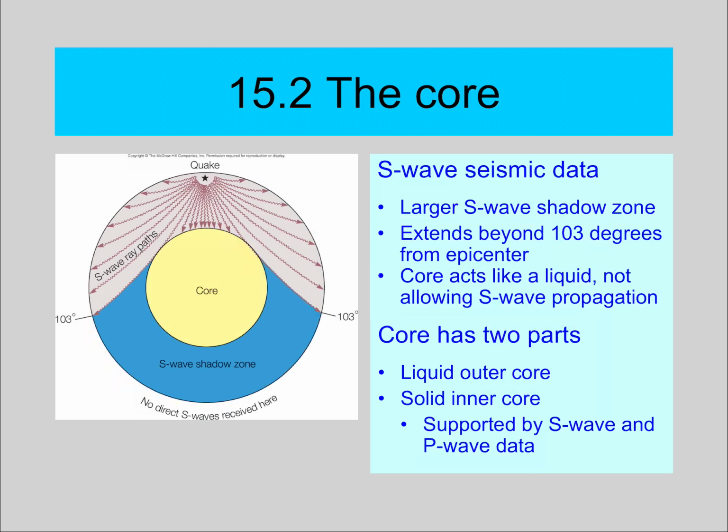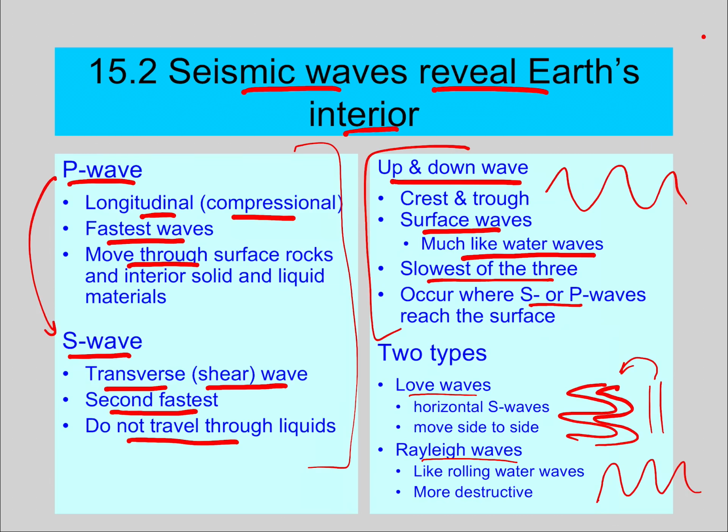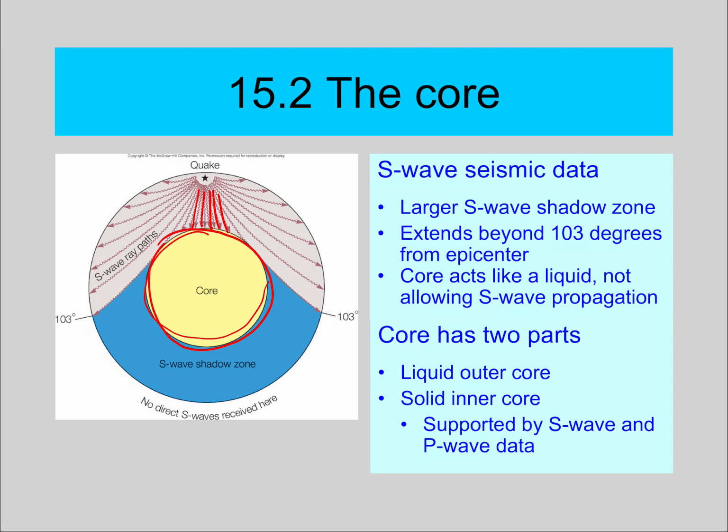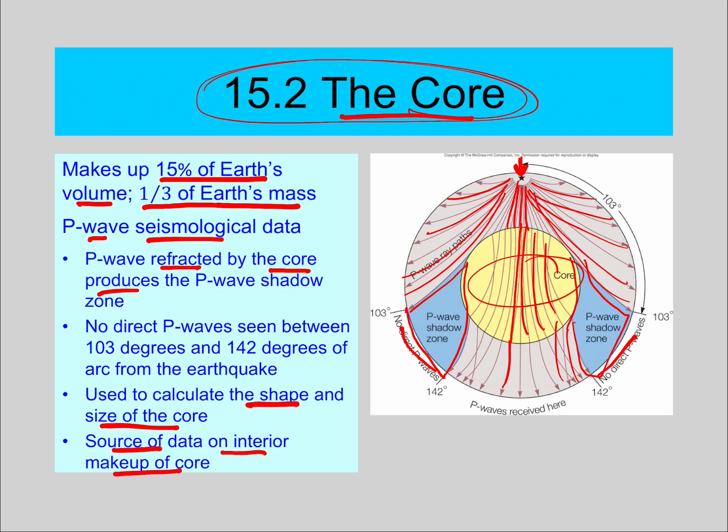So when we see S-wave seismic data, we see that S-waves were not able to pass through the core at all. So if we think about what we said about S-waves, we said that S-waves cannot travel through liquids. So what that tells us is that the core must be liquid, because it doesn't allow S-waves to travel through. It has this huge shadow zone, okay? So this is how we determine that the core probably has two parts. There is probably a liquid outer core, which is preventing the S-waves from passing through, but there's a solid inner core, which is what allowed the refraction of the P waves to occur.